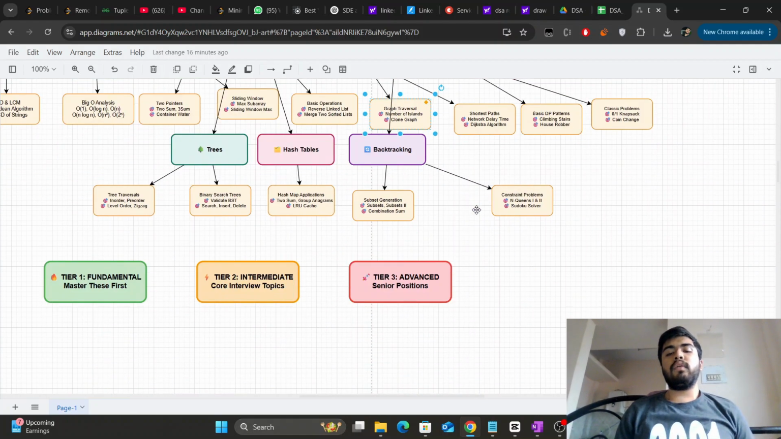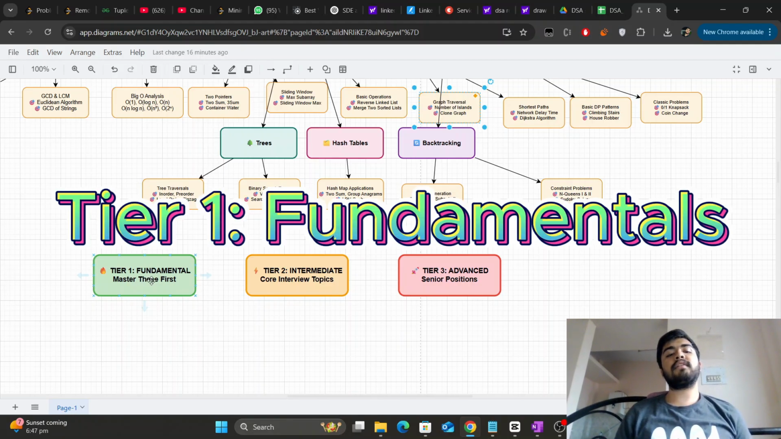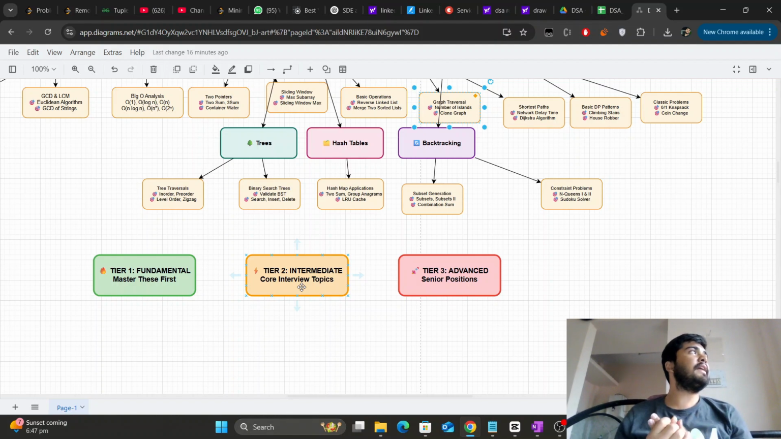If I can quickly explain, what are the three major components that we have: we have the tier 1 components where basically we will discuss the fundamentals and master those first, and eventually we will go to intermediate and then advanced topics. On intermediate, we majorly focus on the core interview topics, based on past data from general FAANG-based companies.